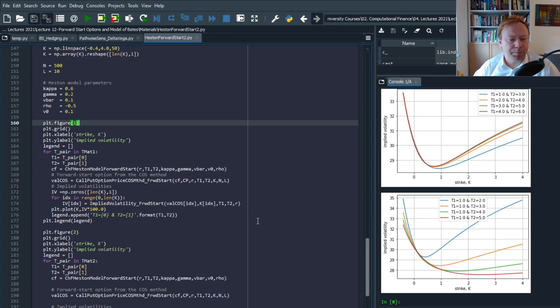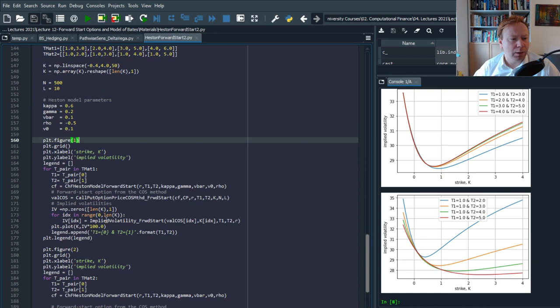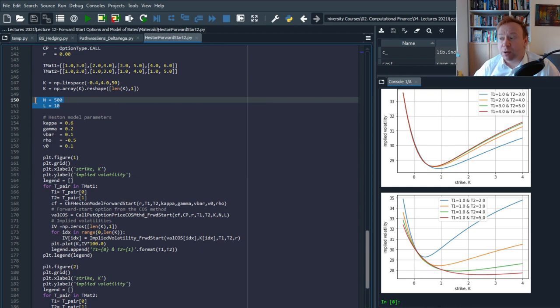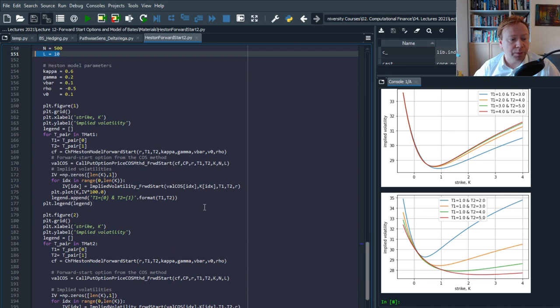Regarding this, I think this will be it. There will be no more insights here, maybe one more. We have 500 expansion terms for the COS method, and we have L of 10. Interest rate is zero. There's nothing more to be added, I think.